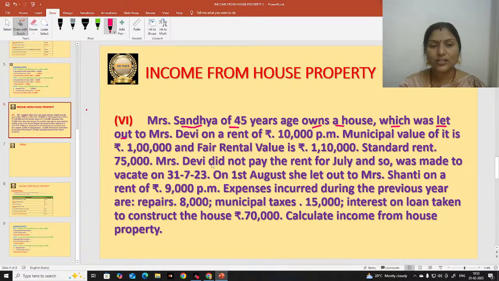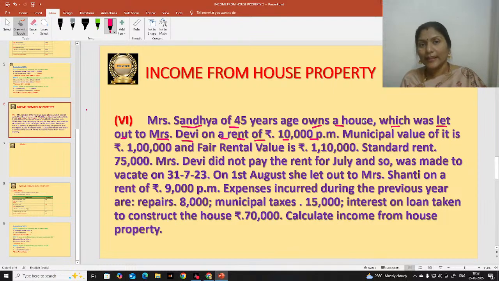Whenever she lets out any house, we take it that she is giving that house on rental basis. To whom? To Mrs. Devi. So Mrs. Devi is the tenant, and how much rent is she collecting? On a rent of 10,000 per month. For 1 month, how much is Sandhya collecting as rent from the tenant? 10,000. That is known as actual rental value.